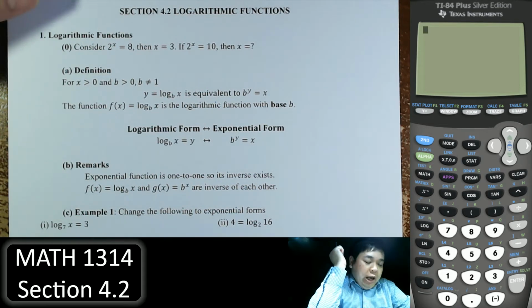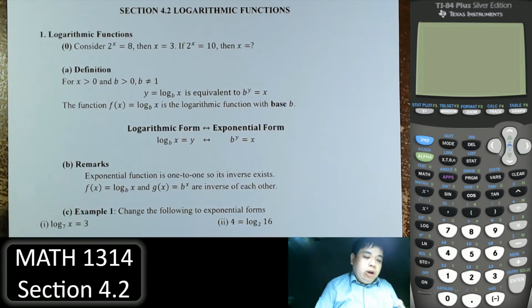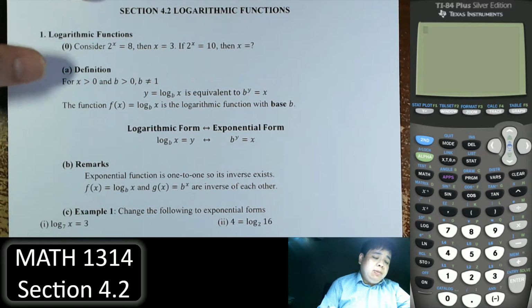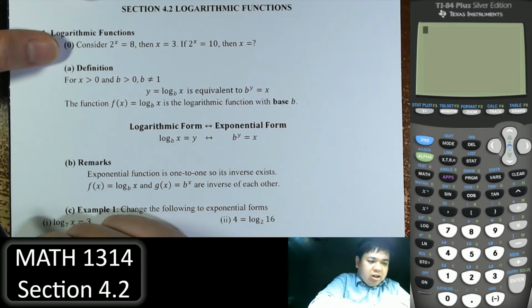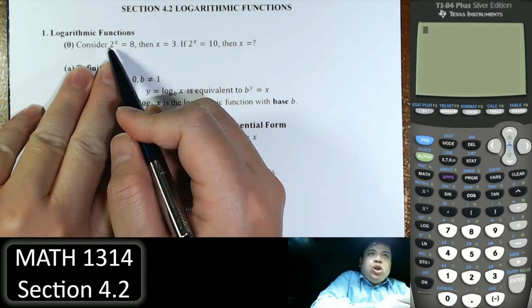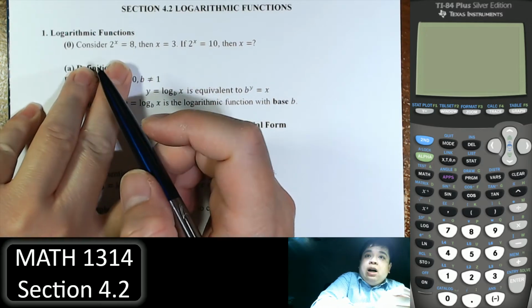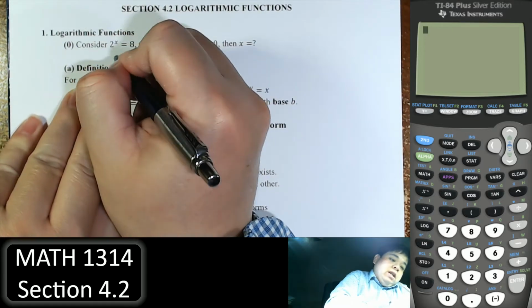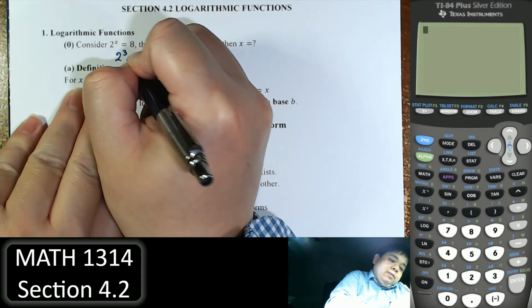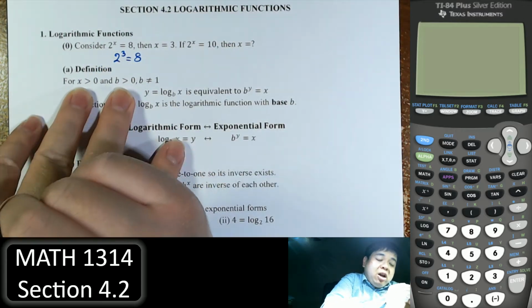Hi everybody, welcome to another video in course Algebra, section 4.2, logarithmic functions. So what is a logarithmic function? The motivation is, say when we have 2 to the x power equal to 8, and we ask what is x? Well, by inspection, 2 to the third power is equal to 8. So x is equal to 3, just by inspection.